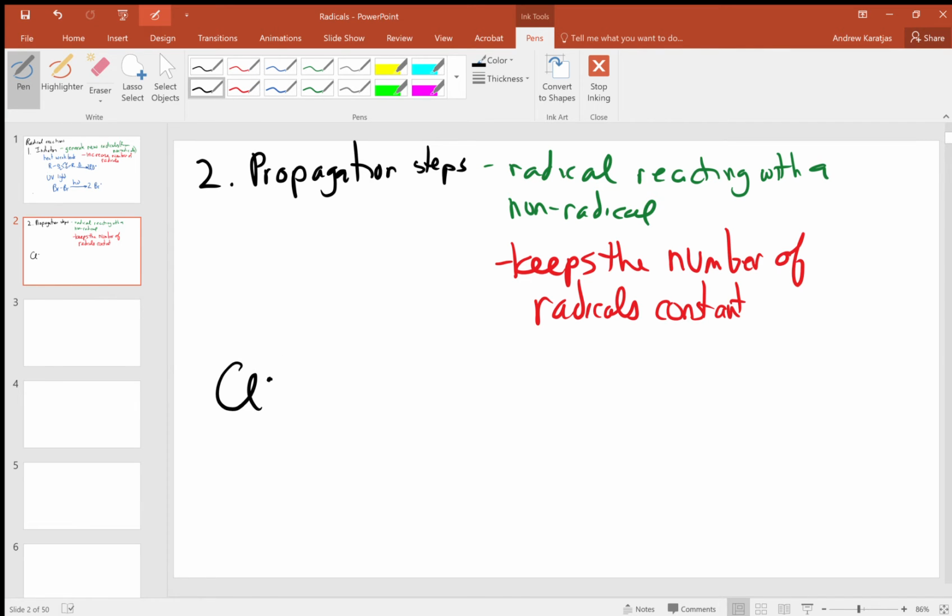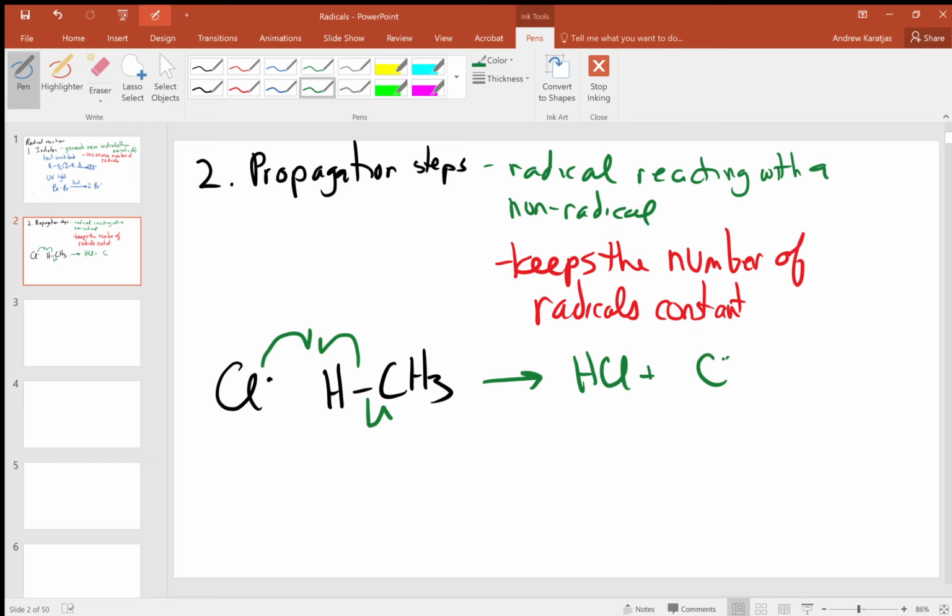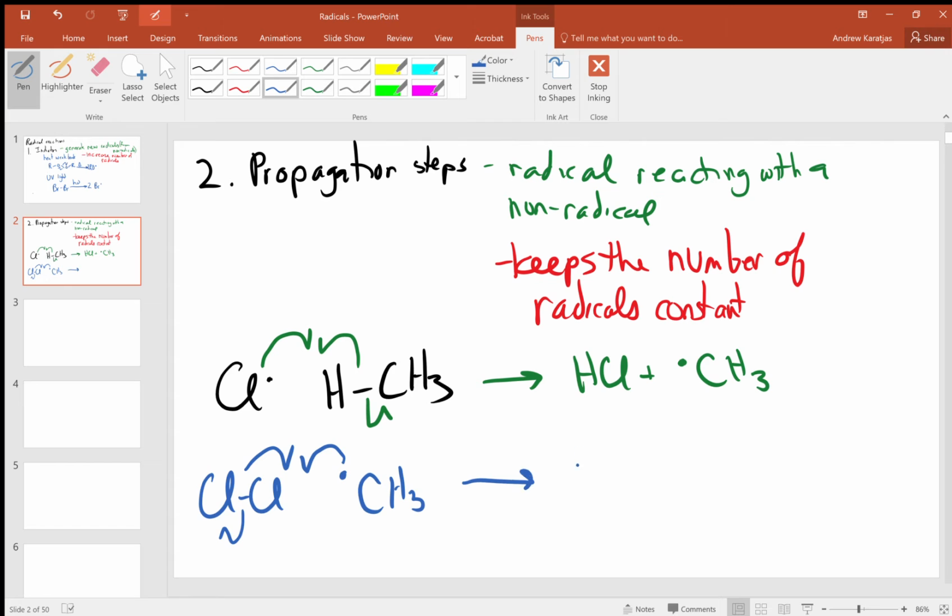because here, for example, we have a chlorine radical reacting with methane. The chlorine and the hydrogen each contribute one electron to form a new bond. The other electron goes over to the carbon, and we end up with hydrochloric acid plus a methyl radical. And then maybe that methyl radical could react with chlorine in the same way to form chloromethane plus a chlorine radical.